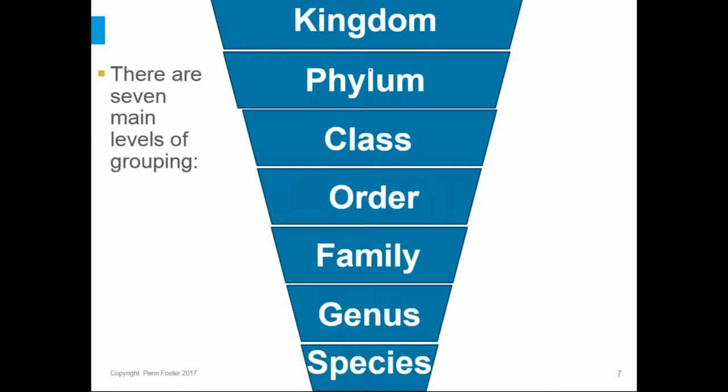Now there are 7 main levels of grouping, or 7 levels of taxa. They are the kingdom, phylum, class, order, family, genus, and species. So this is the 7 layers that we use to organize all of the organisms in the world. So kingdom is really broad, it's very general, there's lots of very diverse organisms in it, and then we start narrowing it down to be more specific, breaking kingdoms up into phylums, breaking phylums up into classes, and so on until we get down to an individual species.